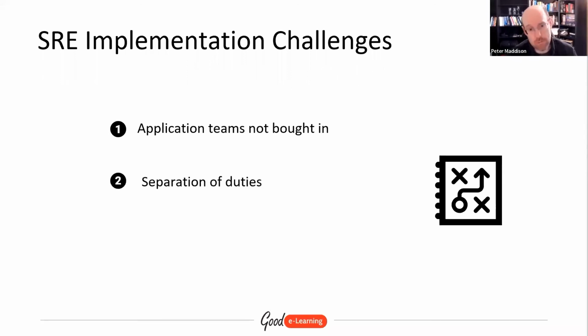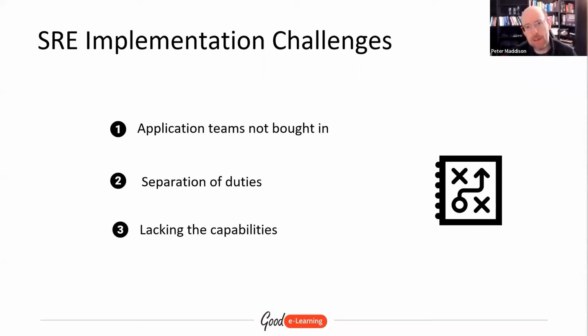Separation of duties can be a big problem. If you consider an SRE to be a developer and they have production access and they have access to development code, then that can be a problem. So thinking about the roles and responsibilities and how those are separated in environments where separation of duties is important, like any financial organization, can be an important piece of it as well.